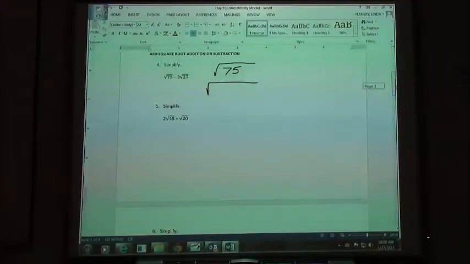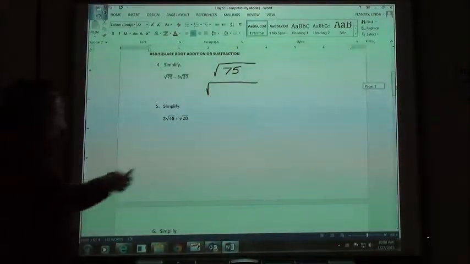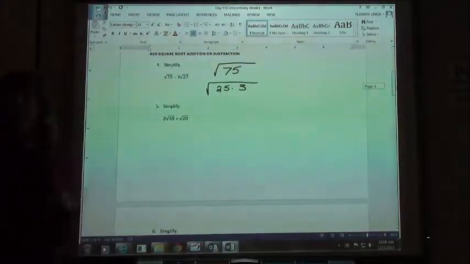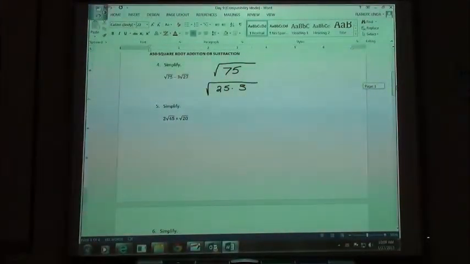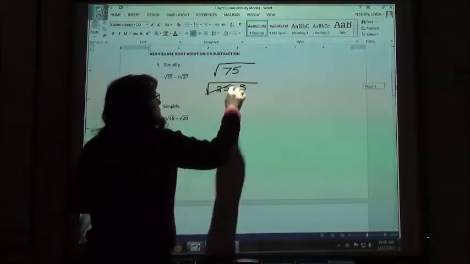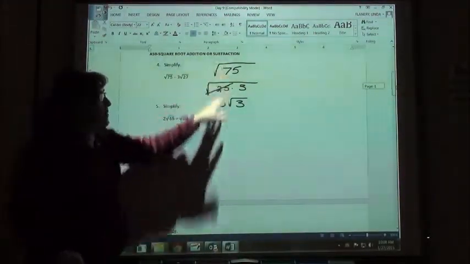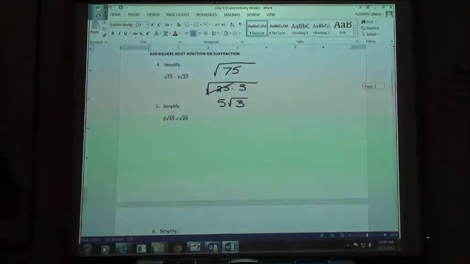I would say 5. But 5 is not a perfect square. 25, that's what I'd say, 25, exactly. So 75 is 25 times 3, right? Then we can do the square root of 25, which is 5, and I get 5 square root of 3. That one's simplified as much as we can simplify it.